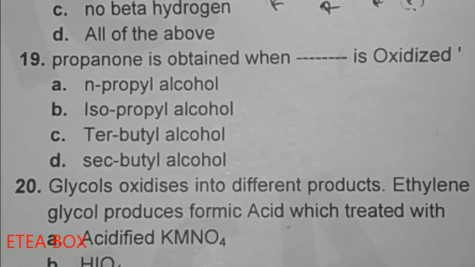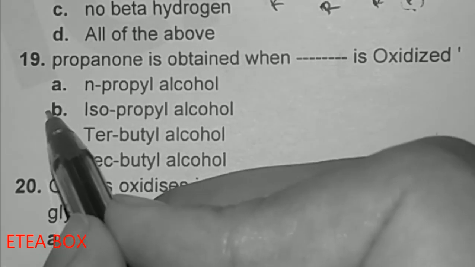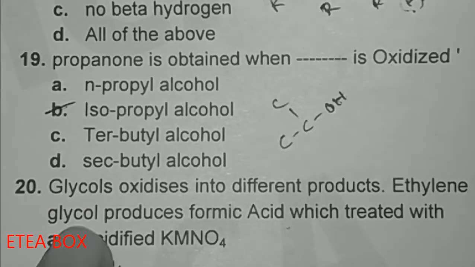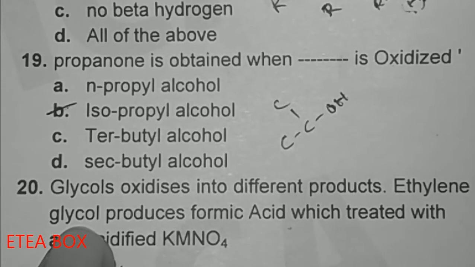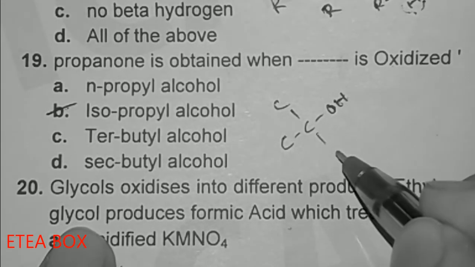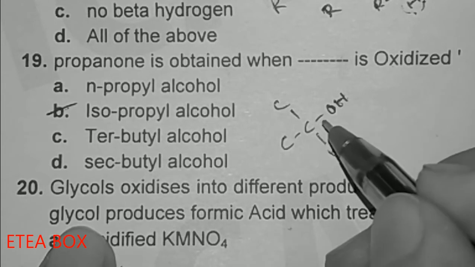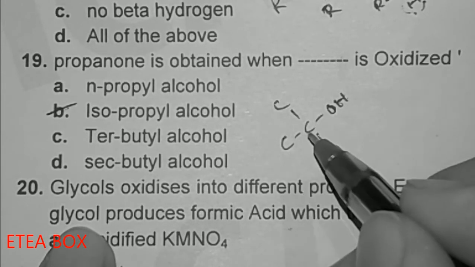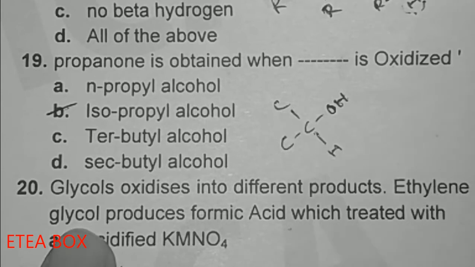Propanone is obtained when dash is oxidized. So when we oxidize isopropyl alcohol, in that case propanone is obtained. Isopropyl alcohol is the secondary alcohol, okay? Look, this one is the isopropyl alcohol, okay? So during oxidation, this hydrogen and hydroxyl will be removed, and oxygen will be bonded through a double bond to this carbon, and it will give acetone, or we can say propanone.